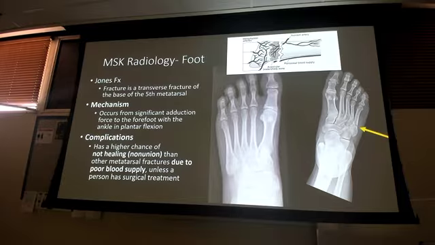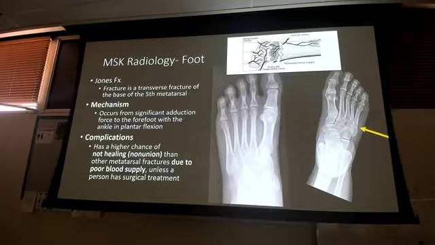Okay, Jones fracture. Transverse fracture of the base of the fifth metatarsal. Not a fracture of the head of the fifth metacarpal, which is the boxer's fracture. Also, not a fracture at the base that's intra-articular of the first metacarpal, which is the Rolando or the Bennett's. This is now a fracture at the base of the fifth metatarsal, and this is your Jones fracture.